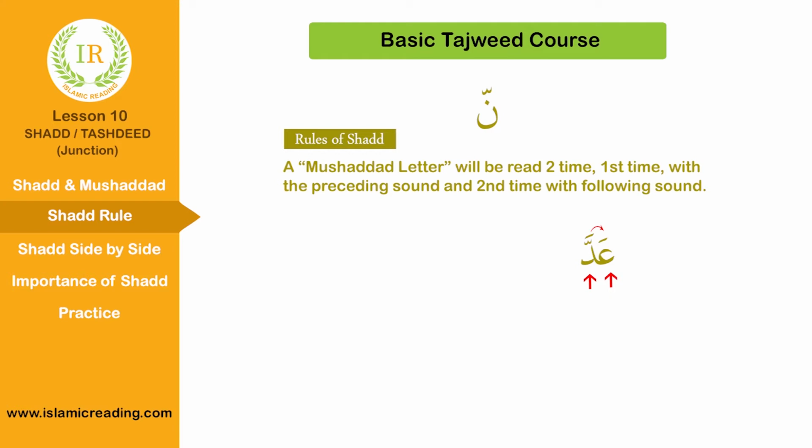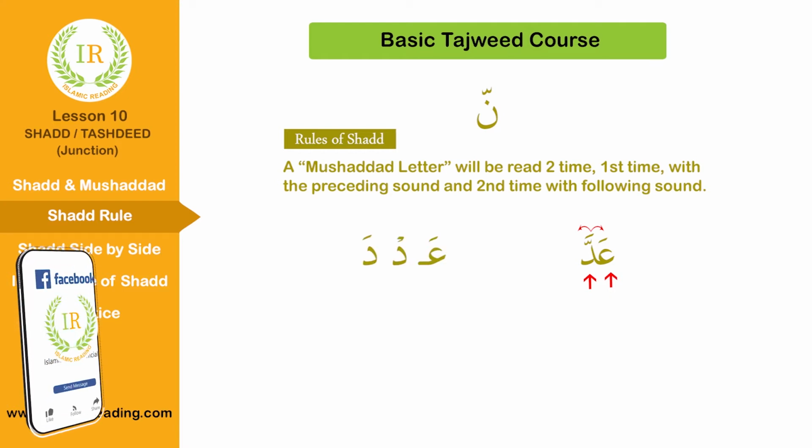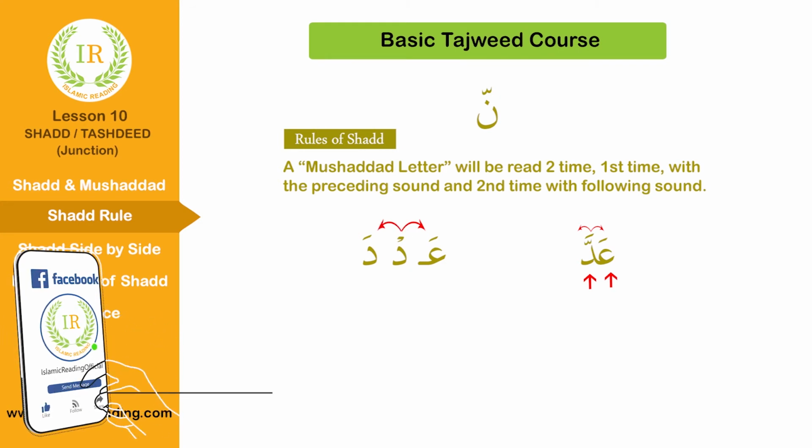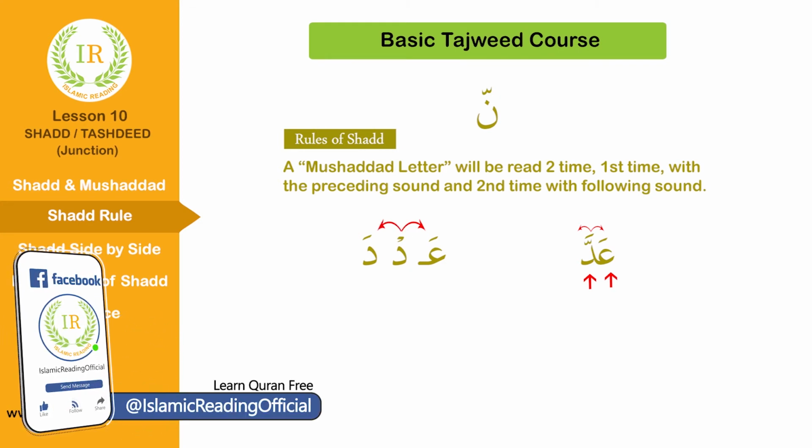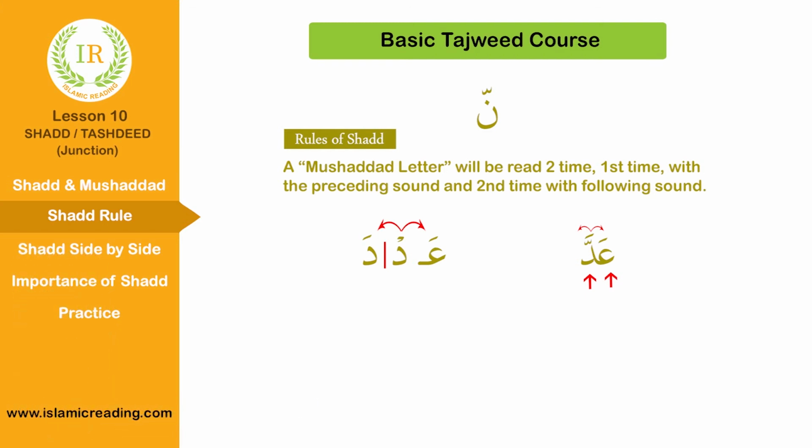So the sound will be Ad. One time Dal has been read, Ad. Now Dal Mushaddad will be read a second time with its own movement, Dal Fatha, Da. This means that now we have two sound portions, Ad and Da. If we read these two portions with a break, it will be read as Ad Da. Notice we are breaking the sound of the Mushaddad letter into two portions.